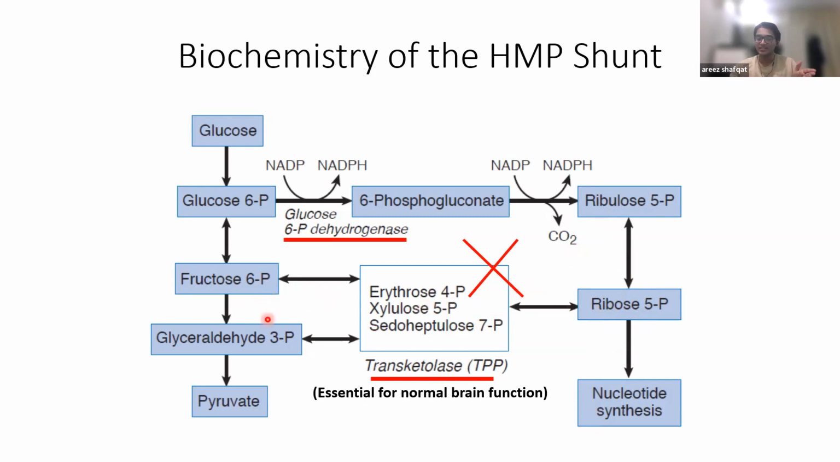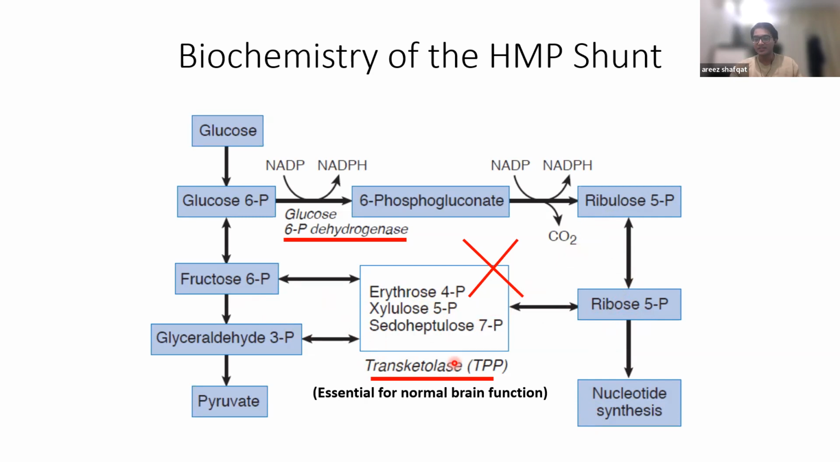Produce energy in the form of ATP. These reactions you don't need to know. The names of these molecules you don't need to know. The only thing you need to know is that these reactions are mediated by an enzyme called transketolase. Why is transketolase important? Because it requires thiamine.